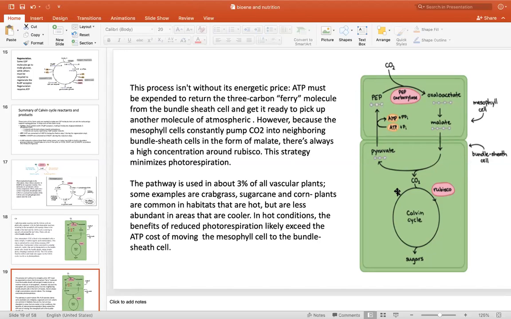Okay, photorespiration is prohibited. It does not take place because carbon dioxide is present in enough quantities for the Calvin cycle to go forward.